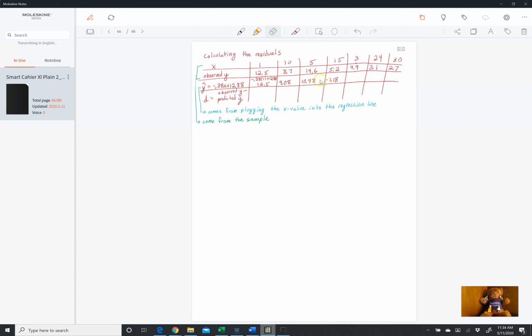Sorry, I wrote negative 7.8. This is positive. So these we just plug into that equation. That's a 3.76. So now what we do is we subtract the first column and the second and the third column. So we're going to do 12.5 minus 12.5. We get 0. Here we do 8.7 minus 9.08. We get negative 0.38.